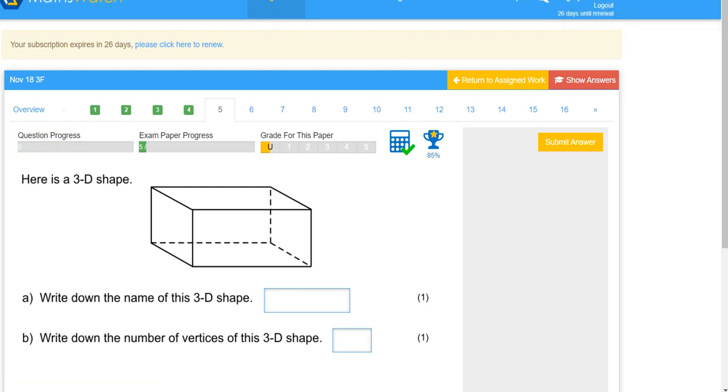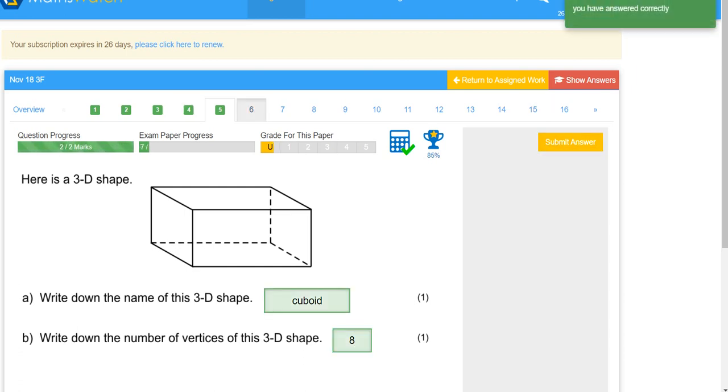Question 5. What type of 3D shape is that? Well, it's not a rectangle because it's a 3D shape. It looks a bit like a cube, but actually it's going to be a cuboid because the sides are not all the same length. So it's like a rectangle in 3D. Write down the number of vertices. That's the number of corners. Well, I count 1, 2, 3, 4, 5, 6, 7, 8.